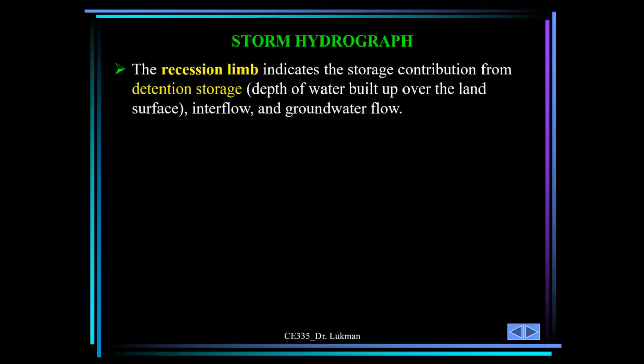That is the depth of water built up over the land surface, because the land surface is not just flat. You have some depressions, like holes, where water can be collected. These are the depression storages, the depth of water built over the land surface. And then the interflow and the groundwater flow.